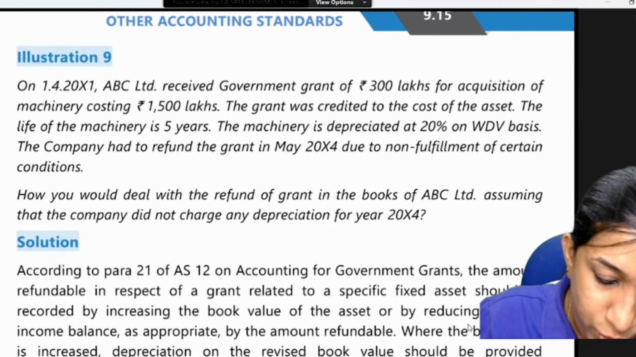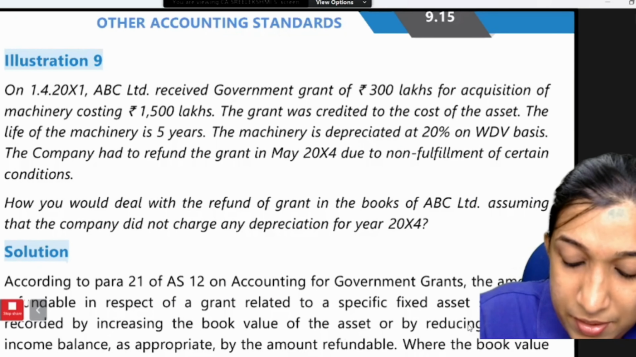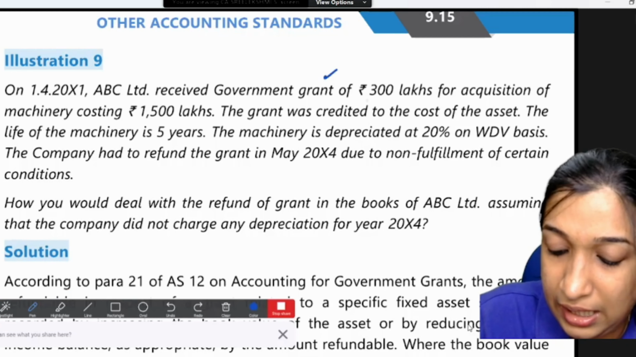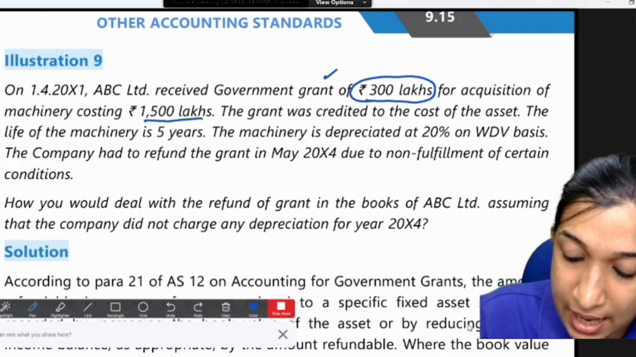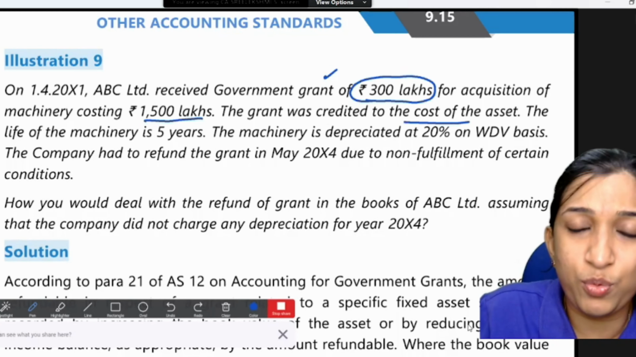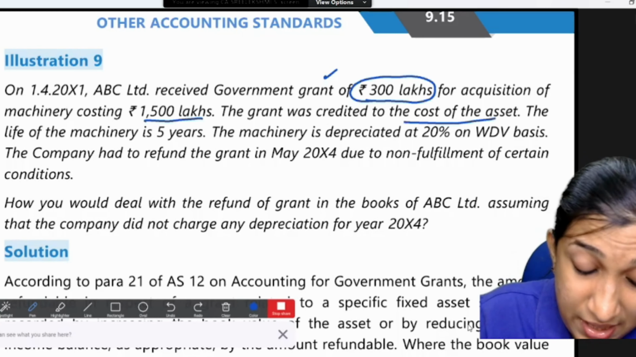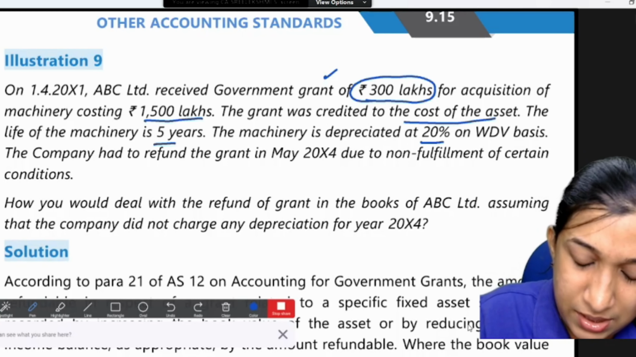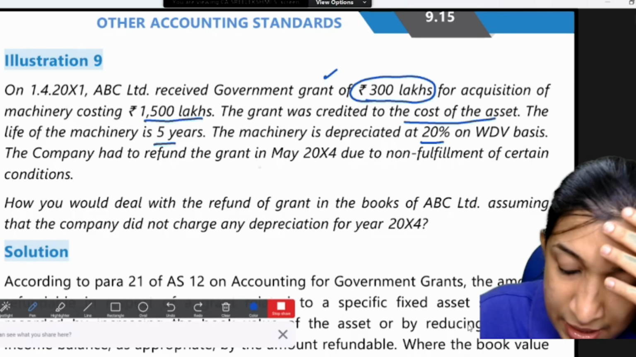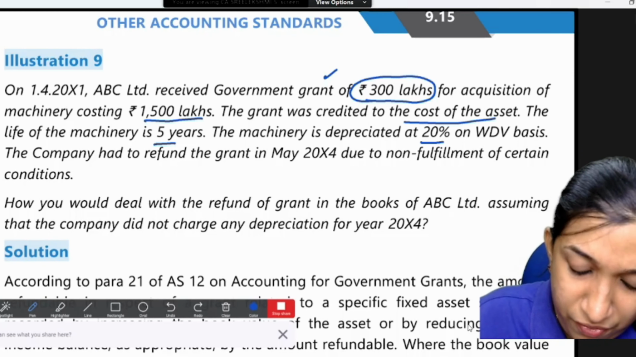On 1st April 2011, ABC Limited received a government grant of 300 lakhs for acquisition of machinery costing 1,500 lakhs. The grant was credited to the asset, reducing the cost of the asset. Life is 5 years, depreciated at 20%. The company had to refund the grant in May due to non-fulfillment of conditions.